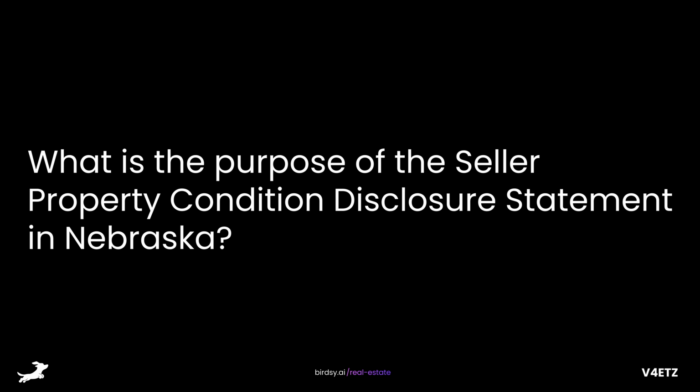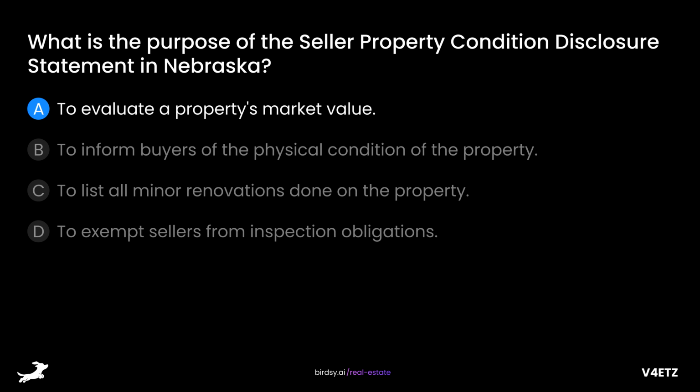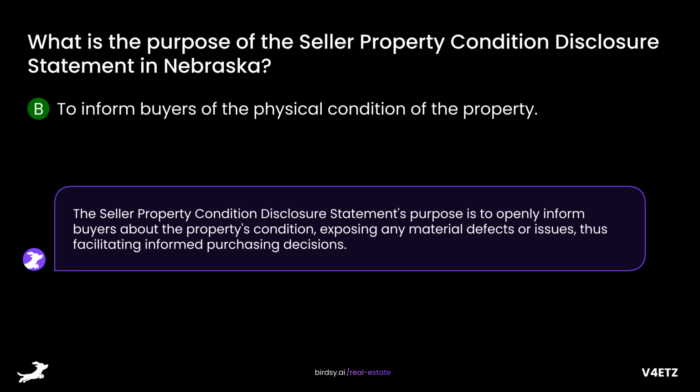What is the purpose of the seller property condition disclosure statement in Nebraska? Is it A, to evaluate a property's market value? B, to inform buyers of the physical condition of the property? C, to list all minor renovations done on the property? Or D, to exempt sellers from inspection obligations? The answer is B, to inform buyers of the physical condition of the property. The seller property condition disclosure statement's purpose is to openly inform buyers about the property's condition, exposing any material defects or issues, thus facilitating informed purchasing decisions.